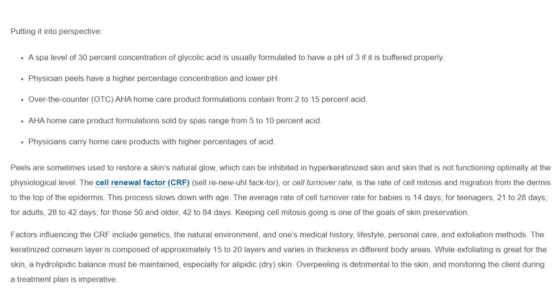The keratinized corneum layer is composed of approximately 15 to 20 layers and varies in thickness in different body areas. While exfoliating is great for the skin, a hydrolipidic balance must be maintained, especially for alipidic, dry skin. Overpeeling is detrimental to the skin, and monitoring the client during a treatment plan is imperative.